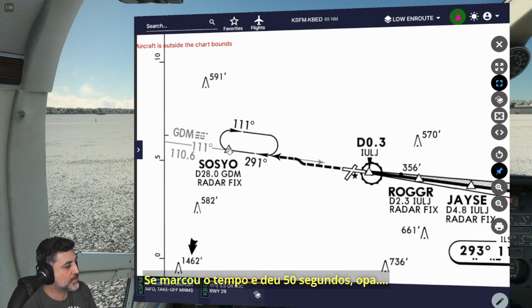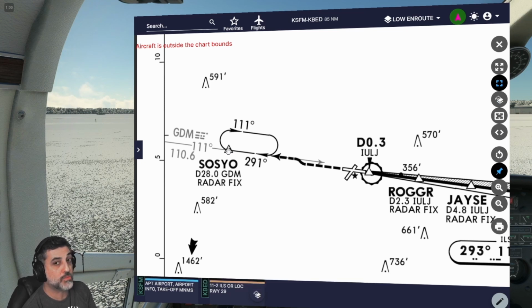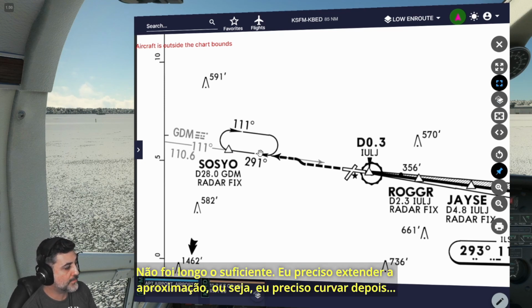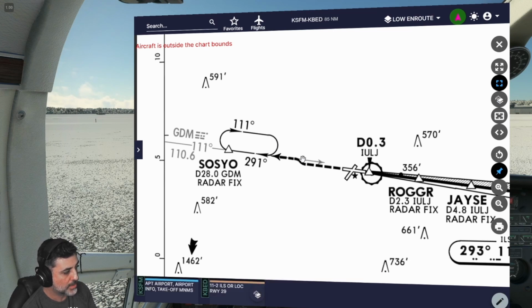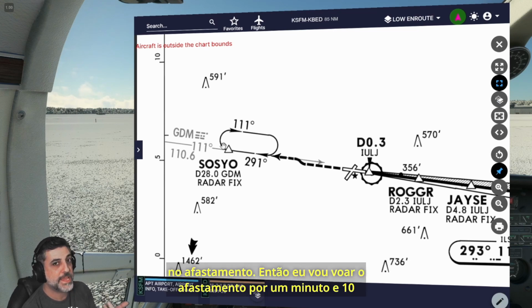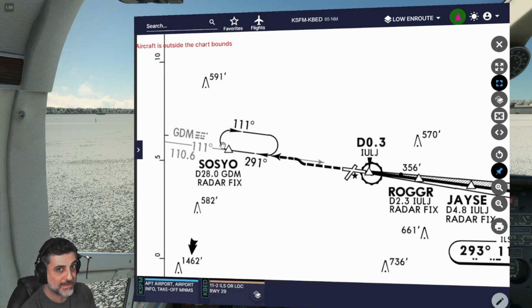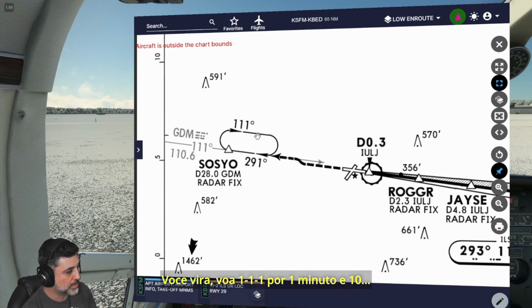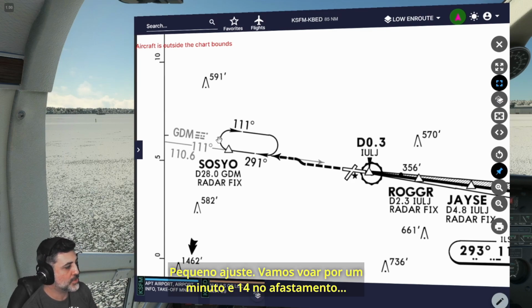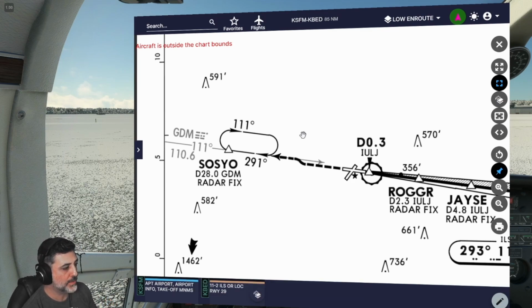If you time yourself and it was like 50 seconds, you're like, whoa, that wasn't long enough. I need to extend this inbound, which means I need to turn later from the outbound. So I'm going to fly the outbound for 1 minute and 10. So you turn, fly 111 for 1 minute and 10, turn in, and time yourself. Did it take a minute? No, it took 58 seconds. Okay, a little adjusting. Let's go to 1 minute and 14 on the outbound. See what I'm saying?